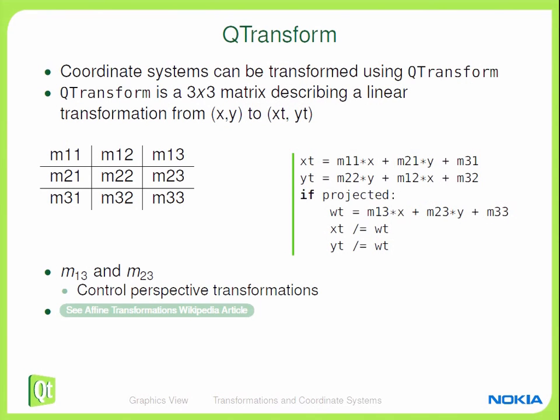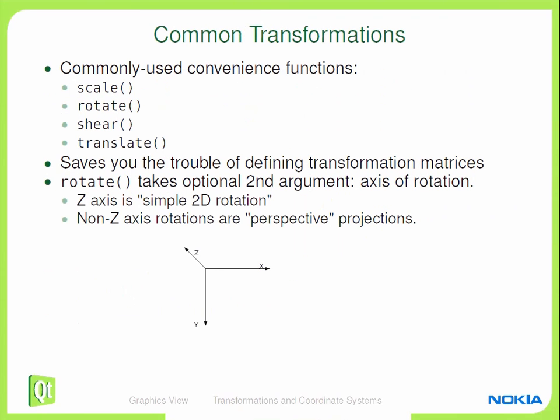So how to do transformations? You can use the class QTransform if you wish to access the mathematical 3x3 transformation matrix, but you can also directly call scale, rotate, shear, or translate for the ones you want to apply. So this saves you a lot of time if you're doing some simple transformation. You don't need to worry about the actual mathematical matrices.